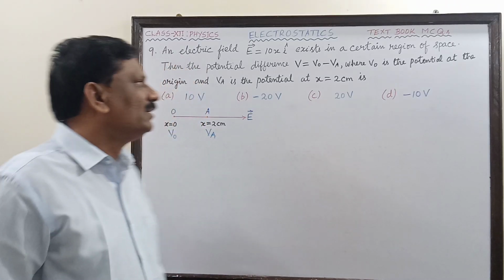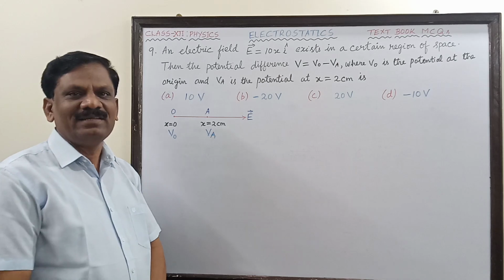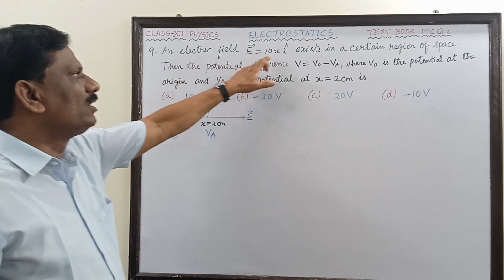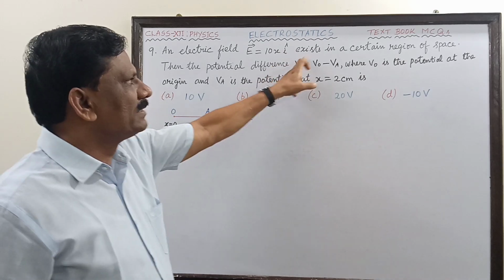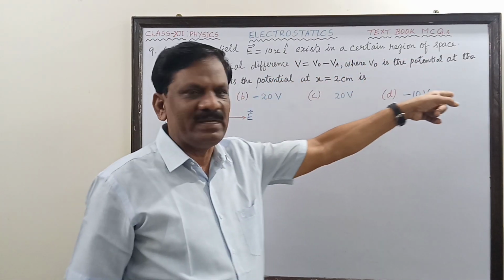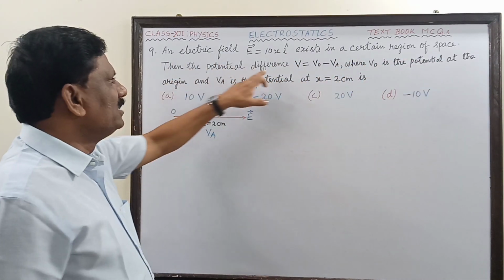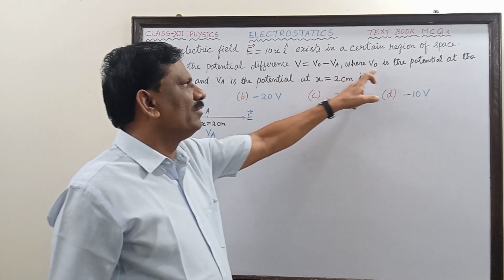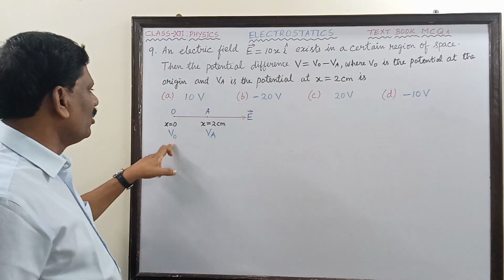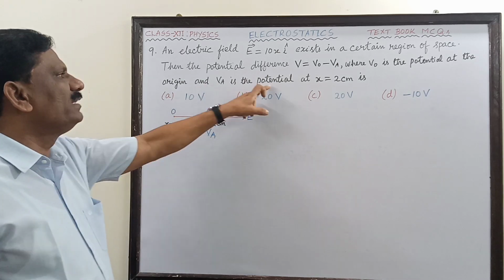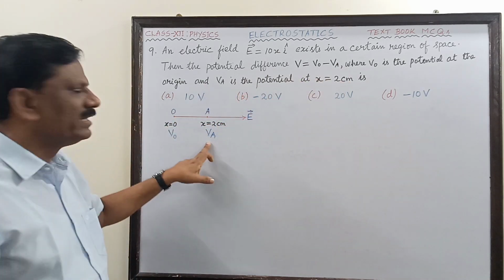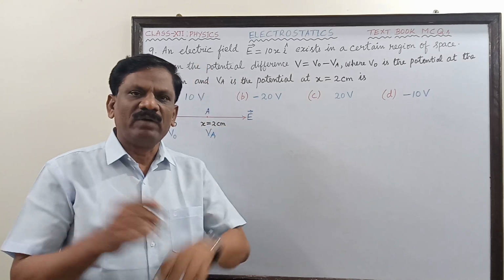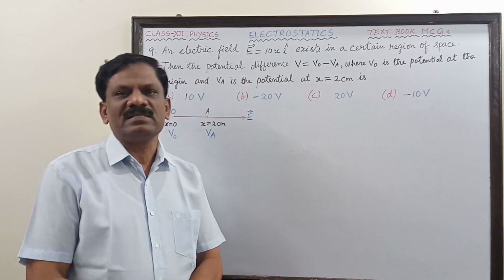Hi students, MCQ number 9 in electrostatics. An electric field E vector equal to 10x i cap exists in a certain region of space. Then the potential difference V equal to VO minus VA, where VO is the potential at the origin and VA is the potential at x equal to 2 centimeter, is... these four options are given. So we have to find the potential difference.